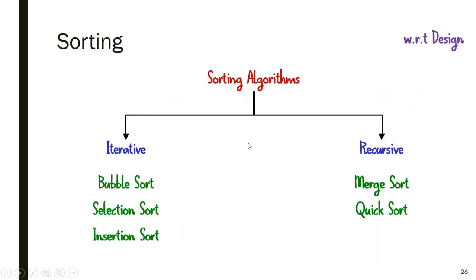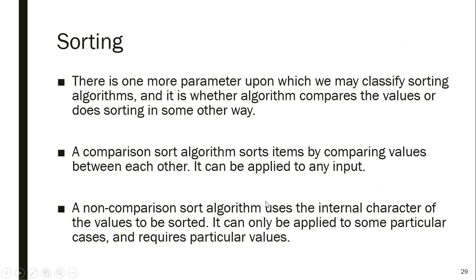So by their nature, bubble sort, selection sort, and insertion sort are iterative, and merge sort and quick sort are recursive. From an implementation point of view, you can have a recursive version of bubble sort, but by design it is iterative. So that is what I am trying to teach now.